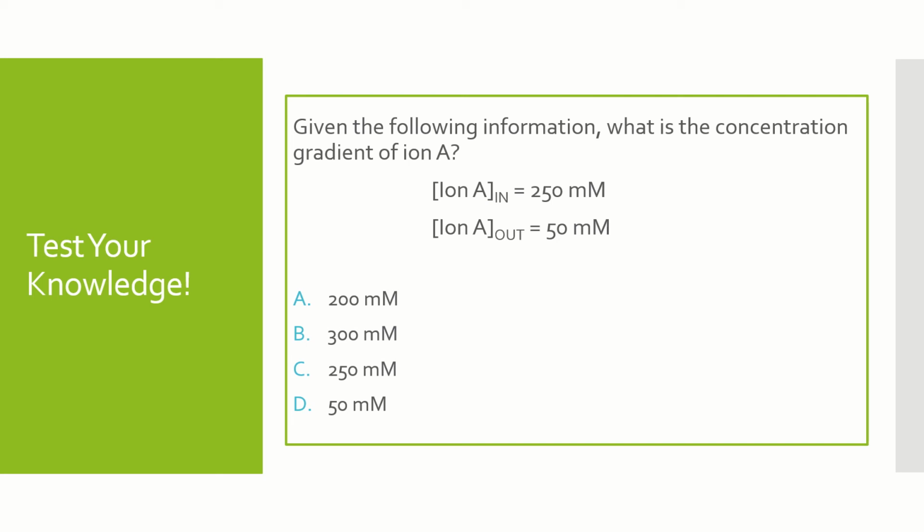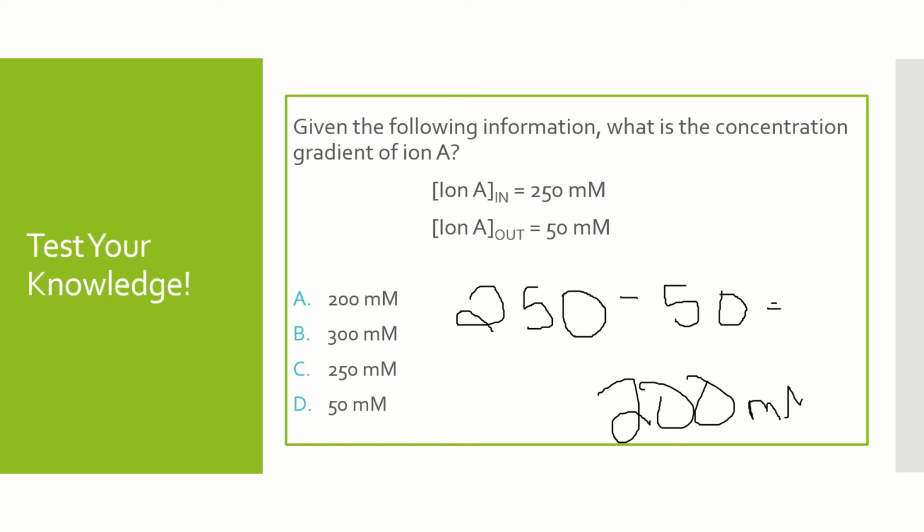I hope that you took a couple of seconds and answered that question. The correct answer is A. So let's do the math together. We start with 250, that's the concentration on the inside, minus 50, that's the concentration on the outside, and we're left with 200 millimolar. That is our gradient.